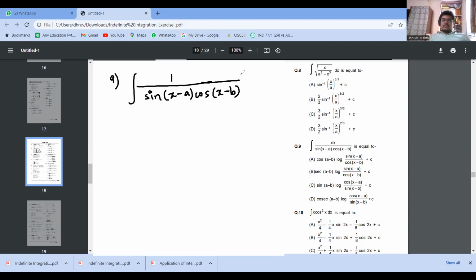What is the difference of these angles guys? x minus a and x minus b जो एंगल है उसका डिफरेंस क्या होगा? b minus a, right? b minus a is the difference. So what we will do is in these sums, now if you realize sin cos देख के कुछ याद आ रहा है? Do we have any formula in trigonometry where sin cos are like together?